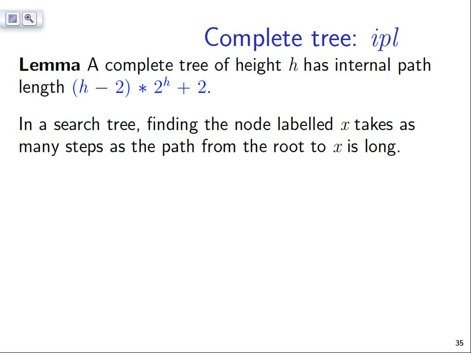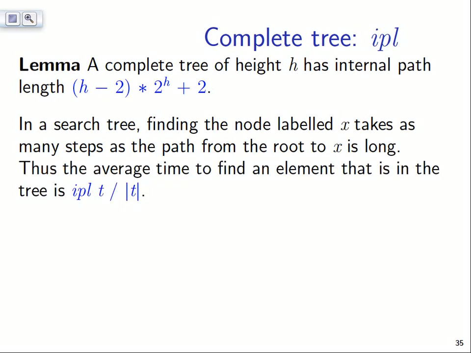In search, finding the node labeled x takes as many steps as the path from the root to x is long. Thus, the average time to find an element that's in the tree is IPL of t divided by the number of nodes. So this is the argument we were making earlier on. I was just getting unsure whether IPL really is the number of all the paths or whether it just goes to the root nodes. That's what confused me.